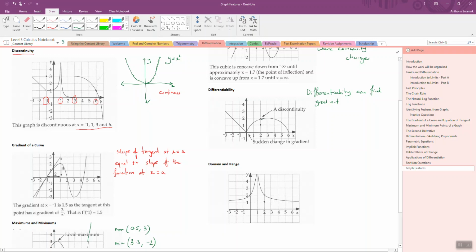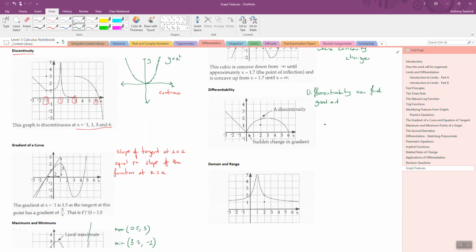Why can't we find the gradient here? Well, the point doesn't exist here, so you've got to have actually a point to be able to find the gradient at that point. So you can say, well, what about this point here then? What's the gradient there? Well, how can you find the gradient of a point? It can't be found because you could draw tangents on every single side of that dot. So there is no defined gradient for just a dot. So points where the function's discontinuous would be where it's not differentiable.